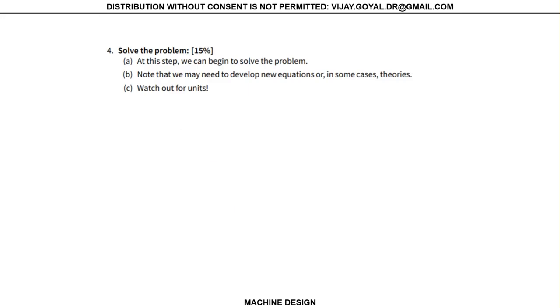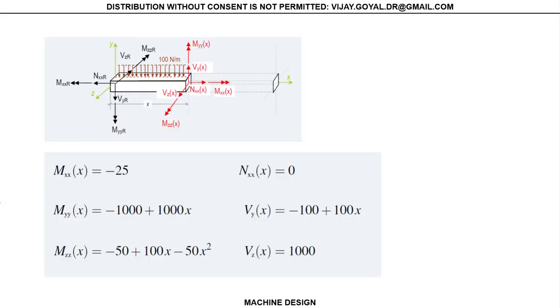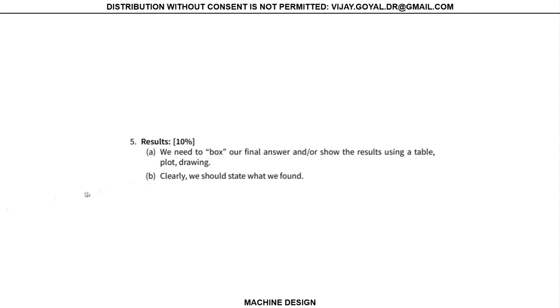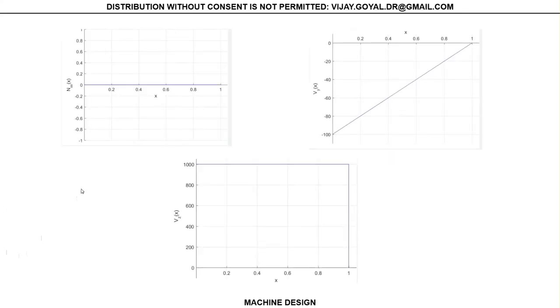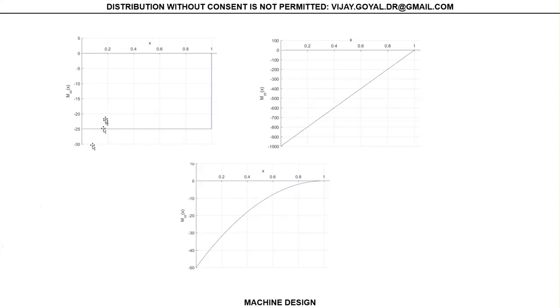The next part is to solve the problem. In this problem, you do all your section cuts, go in detail, solve the whole thing, and find what your equations look like. Okay? The last step is you want to show your results. In showing your results, you have to give all your plots. You can use MATLAB for that. You're not required to develop a new MATLAB code, just use the one that's given. And then you have Nxx, Vy, Vz, the same thing for Mxx, My, Mz. So that's your solution.